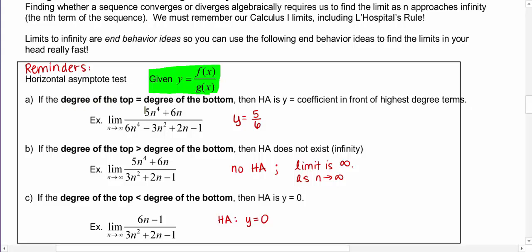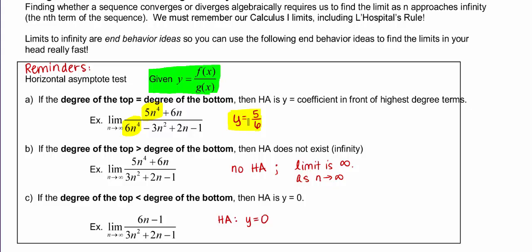But if the degree on top, the highest powered term, is the same as the degree on the bottom, then your function was said to have leveled off at the ratio of those coefficients. So I would say that's my limit in that case, 5/6. So as n approaches infinity, I do have a horizontal asymptote, and that would be 5/6.